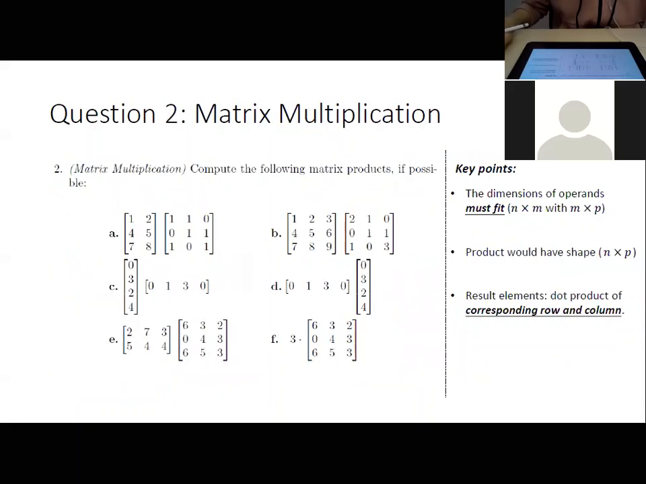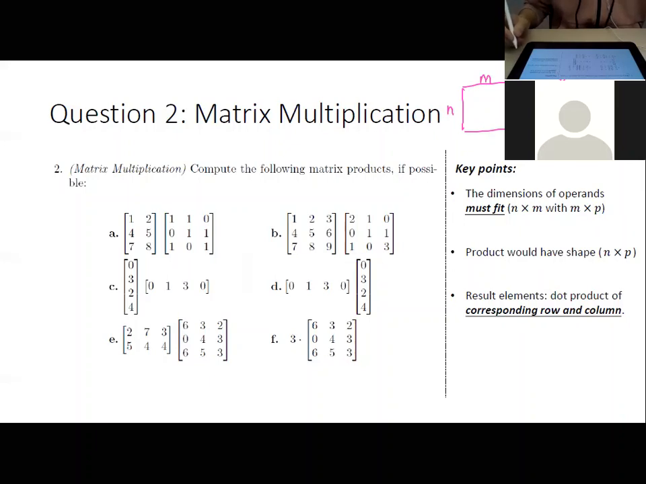For question 2, we talk about matrix multiplication. For matrix multiplication, we also have 3 key points. The first key point is that we should check the dimension of the operands and they must fit. For example, there is a matrix of size n times m. That means this matrix has n rows and m columns. And then we have another matrix m times p. That means this matrix has m rows and p columns.